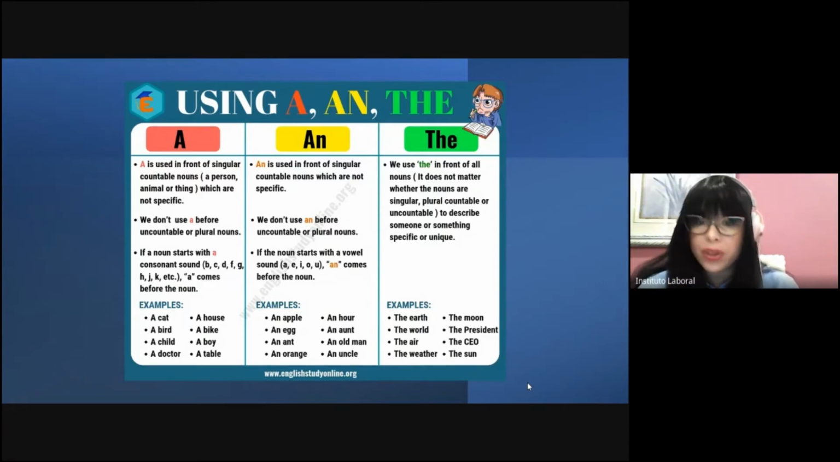Weather, the weather. Moon, there is only one moon, the moon. The moon from the Earth, planet Earth. The president is something specific. The CEO, the sun. This is unique. So we use the for a specific or unique thing.